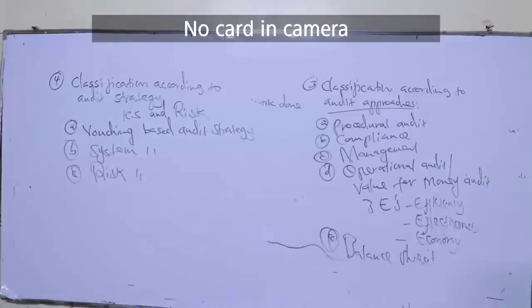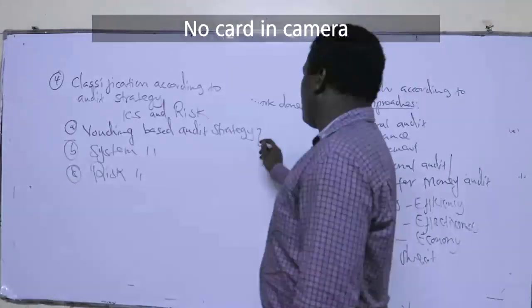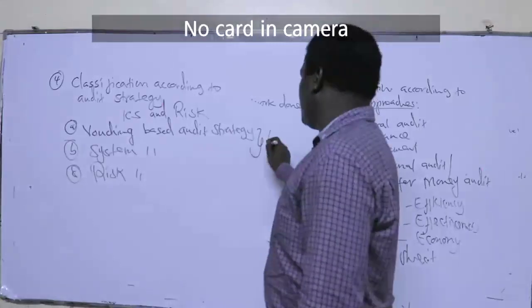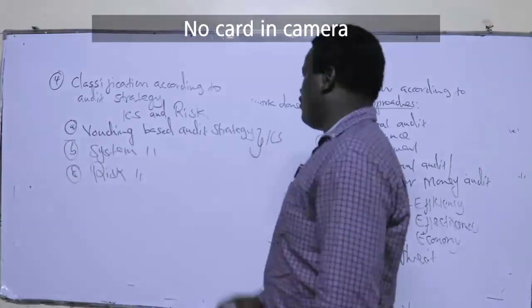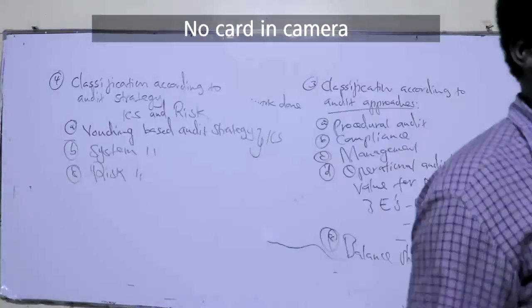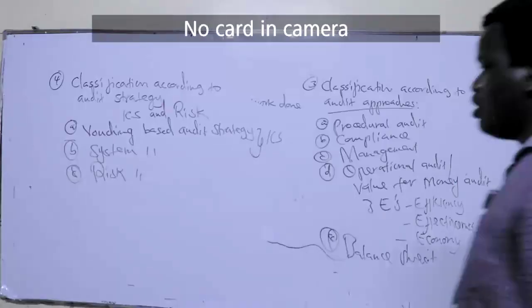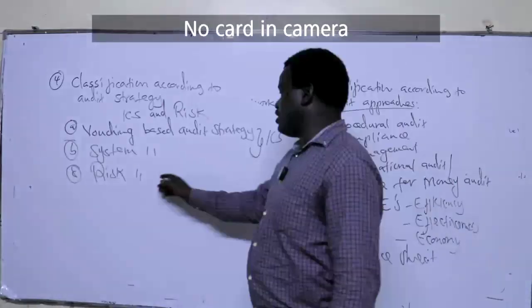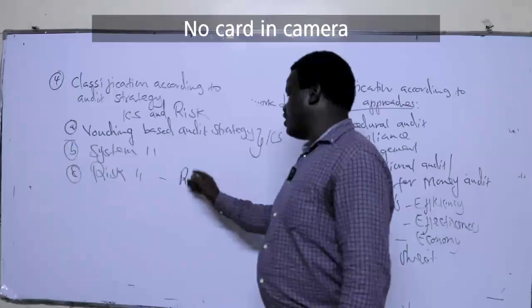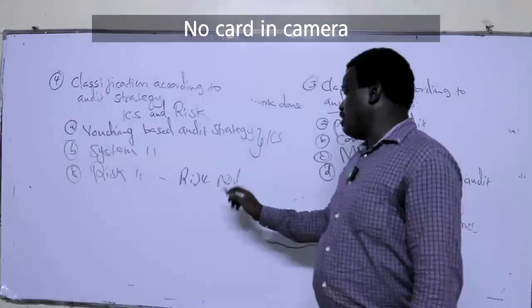The vouching and the system-based are influenced by the nature of the internal control system. And the last one is the risk factor, the risk-based audit. The risk needs focus. We shall go for the risk-based audit approach.